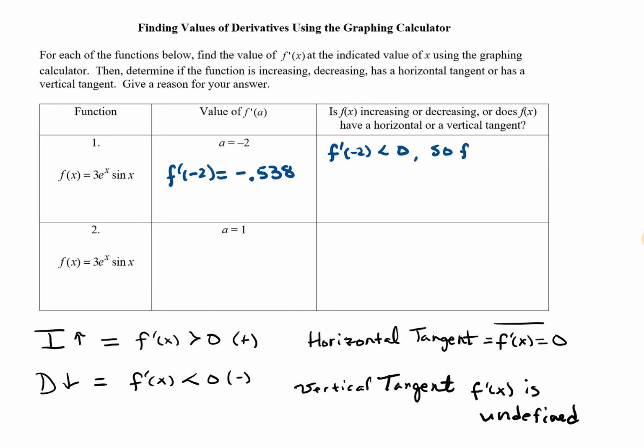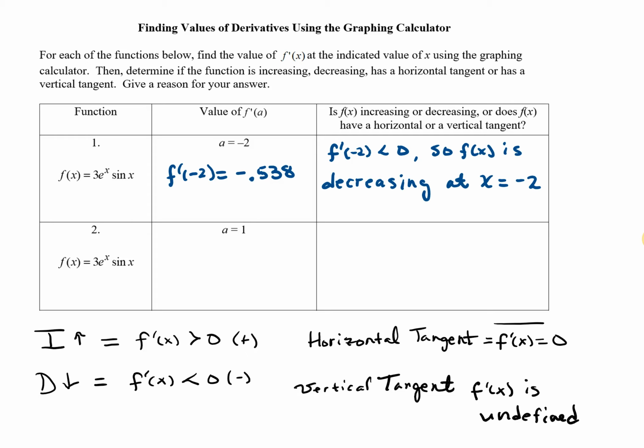So f of x is decreasing at x equal negative 2. All right. And that satisfies that question.